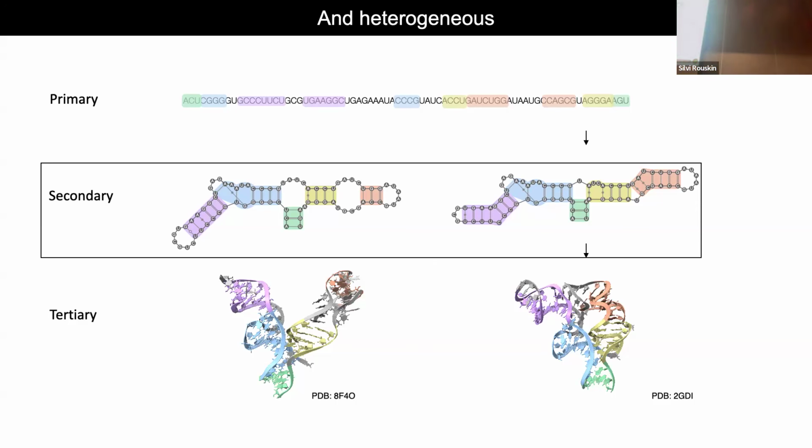Secondary will get multiple tertiary? One secondary will give dynamic tertiary structures. Yes, the anticipation is that they will be different. How different? That's an unanswered question.